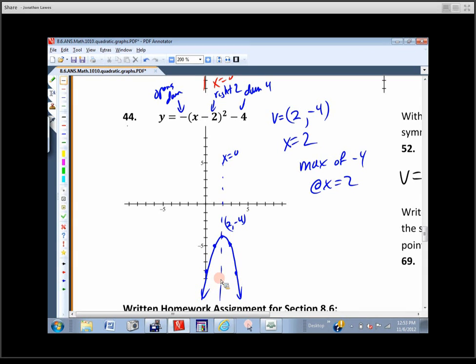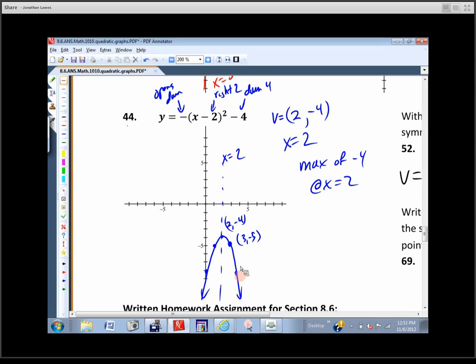How come you labeled it x equals 0? Oh, sorry. Because I wasn't thinking. X equals 2. Let's see. Emily, what is this point right here? I got 3, -5. Sounds good to me, right?